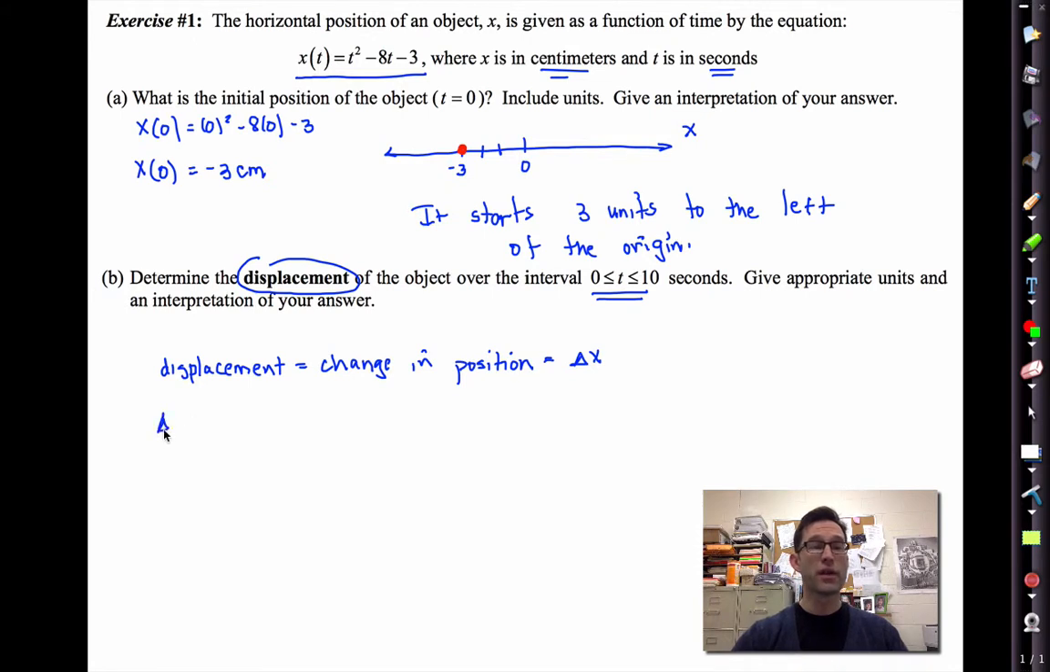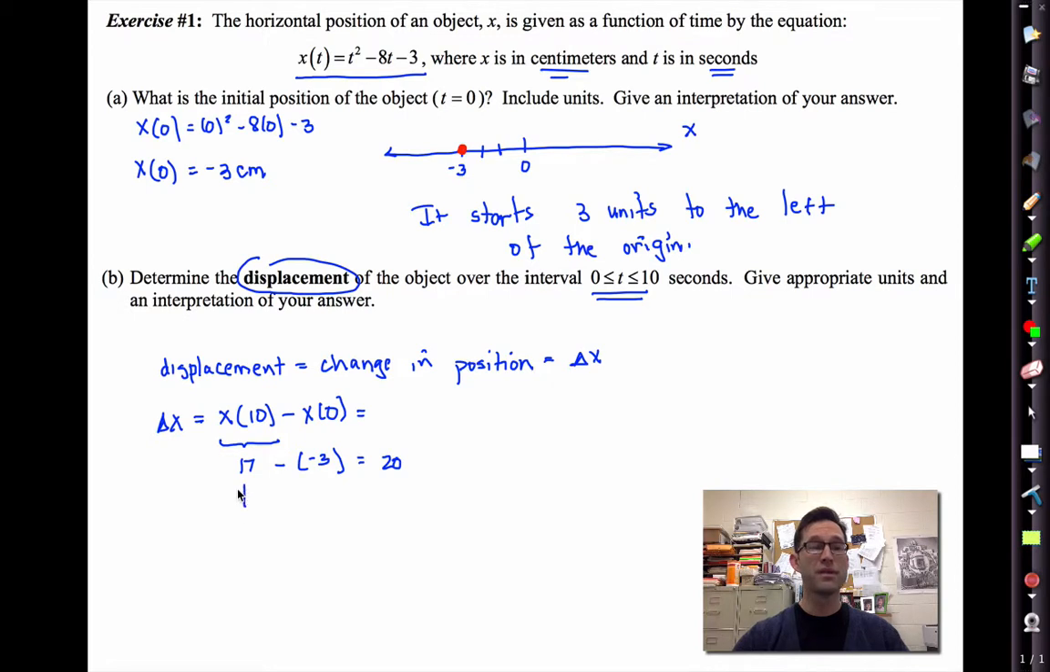So in this particular case, the change in the horizontal position would be the position at 10 seconds minus the position at 0 seconds. Of course, what we would then have to do is actually calculate x of 10. I'm not going to go through that right now, but it ends up being 17. X of 0, as we already found, was -3. And so we find a displacement of 20.